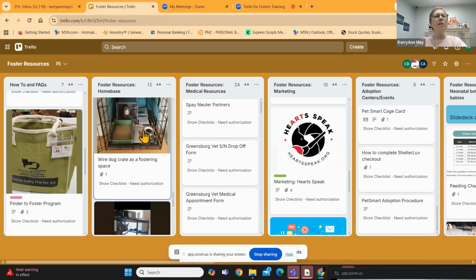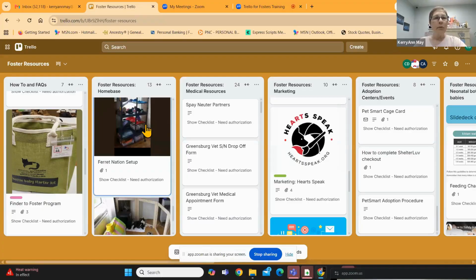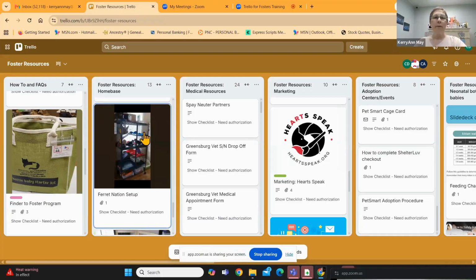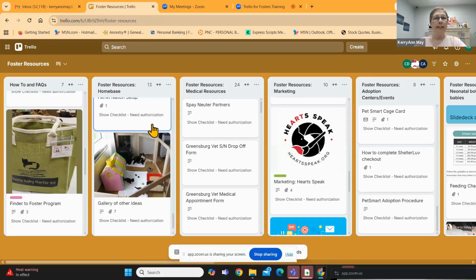A wire dog crate. This is what we used a lot in the beginning because we had access to them, but we don't really use those anymore. That's really a feral cat setup anyway for fostering, so that's just specific to that. And then one of probably our second favorite setups are the Ferret Nation cages. And this is actually Lori's setup in her room, in her house, and it takes up a 2-foot by 3-foot footprint, and it builds up. So you can have a lot of vertical space that takes up very little footprint.